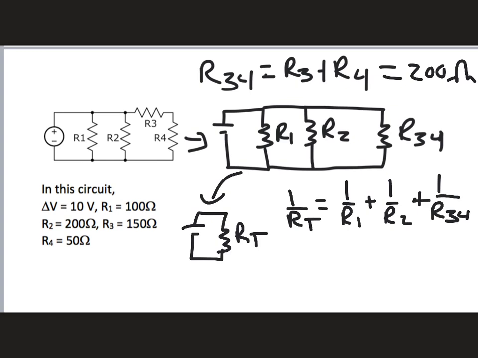And when you plug in the different values for R and you solve for R total, don't forget you have to flip that reciprocal at the end. You get that R total is equal to 50 ohms. Again, you just plug those numbers in, get a common denominator, add them, flip them, and it reduces to 50 ohms, and that is the total resistance of the circuit.